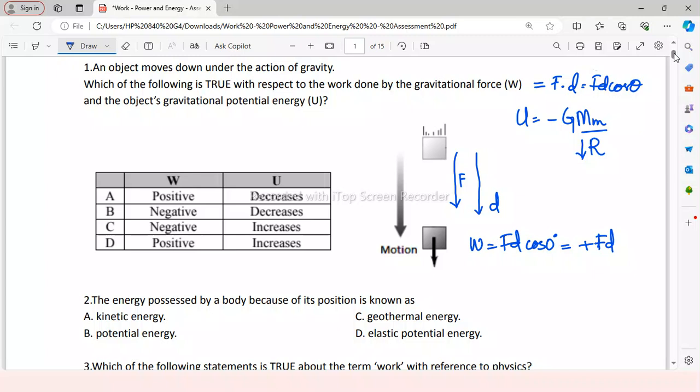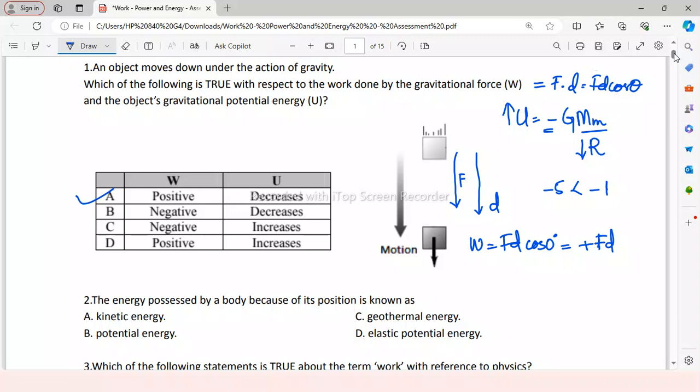So we'd say if R is decreasing, then potential energy should increase. But then you see a negative sign here. Whenever your value increases in the negative, we say that technically it is decreasing, right? That is why we say that -5 is smaller than -1 even though this 5 is greater, right? So we say potential energy decreases in the given situation. So option A needs to be the correct option.